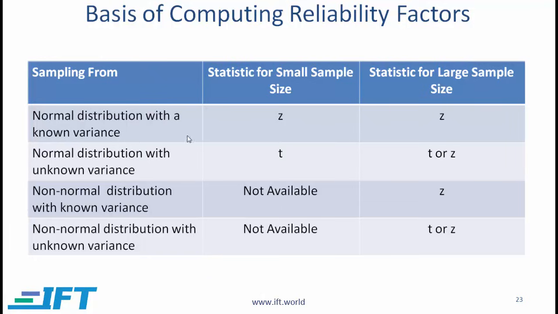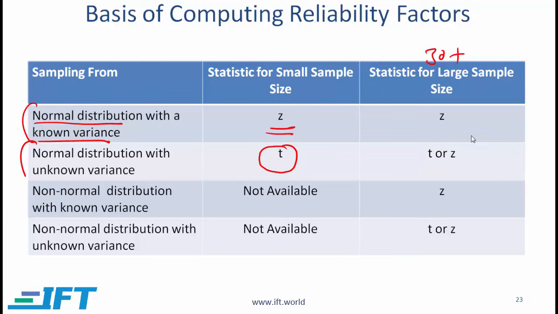So far, we have assumed that we have a normal distribution with a known variance. And when we can make this assumption, then the appropriate statistic is the Z-stat, whether you have a small sample size or a large sample size of 30 or more. What if you have a normal distribution but the variance is not known? And this is quite a common situation. Then you cannot use the Z statistic, especially if you have a small sample size. You have to use something called the T statistic, which we will talk about over the next few minutes.